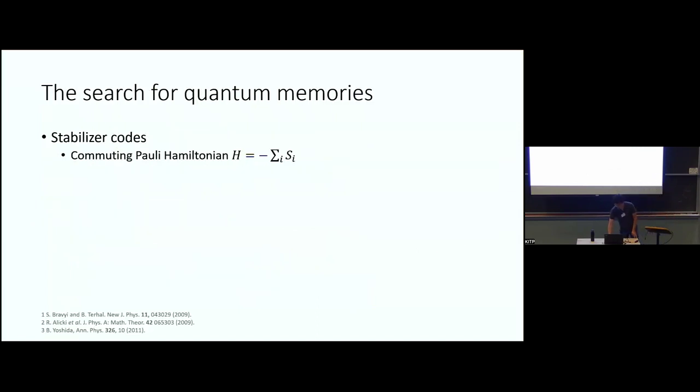Okay, so how do we find these systems that could support self-correction or are quantum memories? One very nice class of Hamiltonians is ones that are defined by stabilizer codes, because we know a lot about stabilizer codes from error correction, so we can use a lot of those tools. And so we can define the commuting Pauli Hamiltonian, which is minus the sum of all of these stabilizer generators.